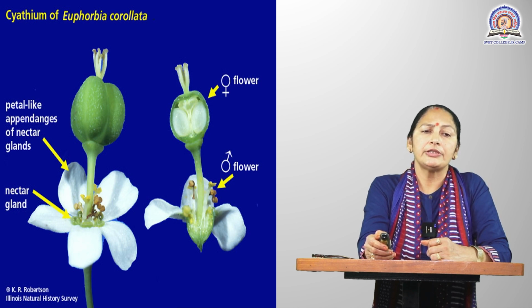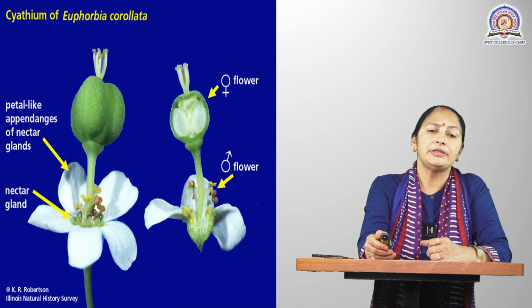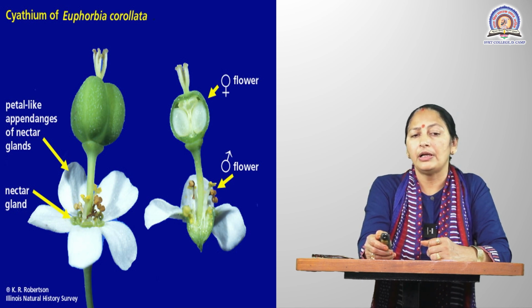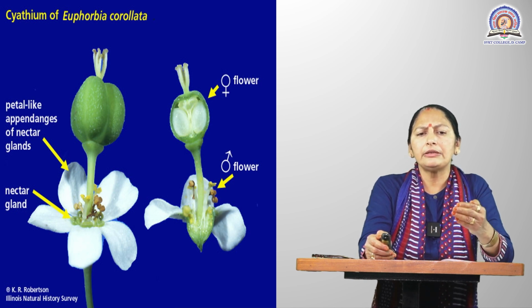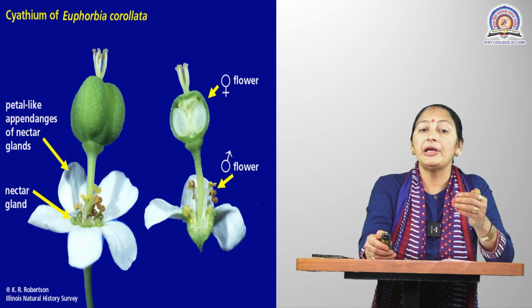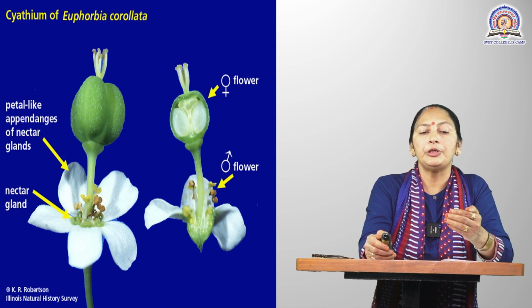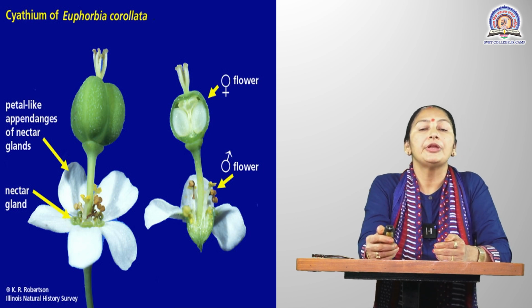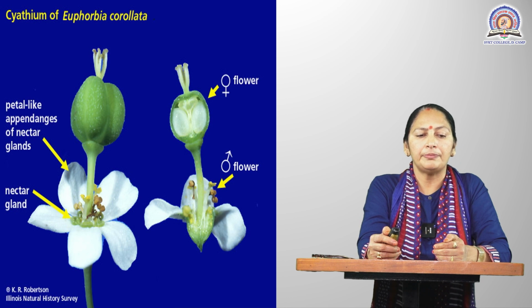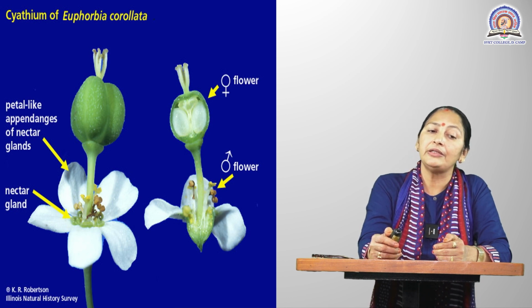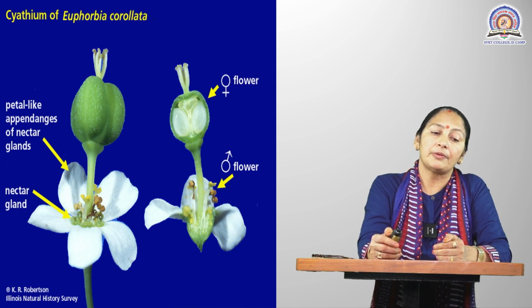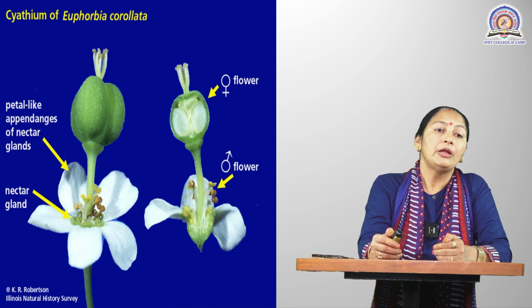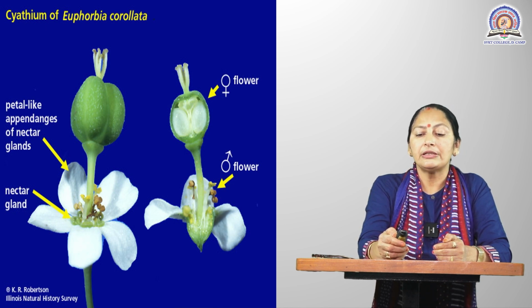In the diagram, you have to see clearly the male flower and the female flower. The female flower is at the top, the large growth, at the apex side. Below it, many male flowers are arranged, and at the basal side green nectar glands are present in Euphorbia corollata. It is clearly seen.